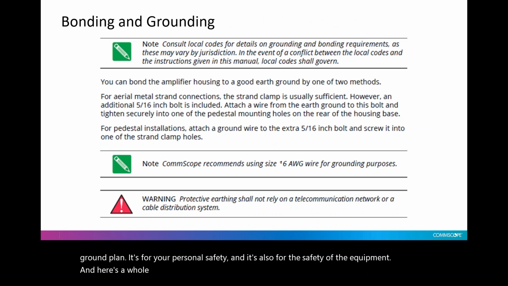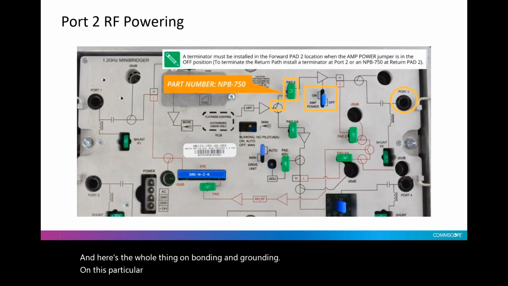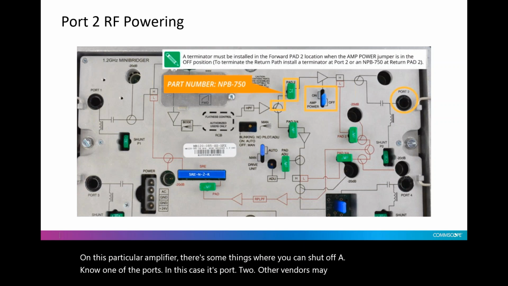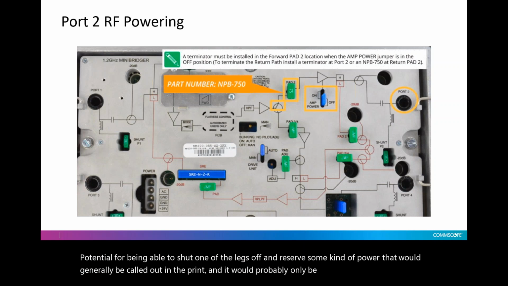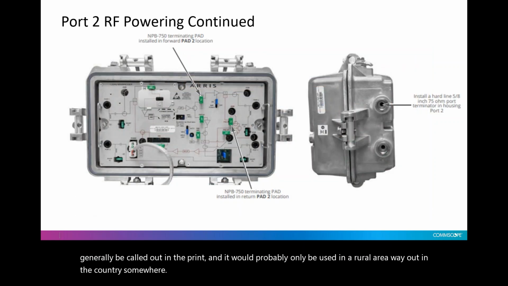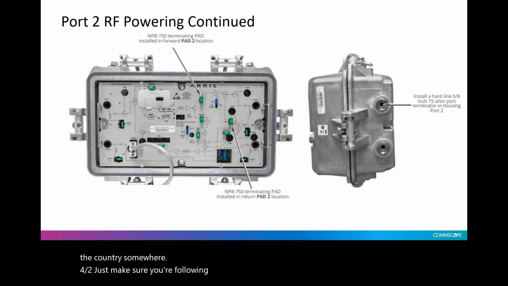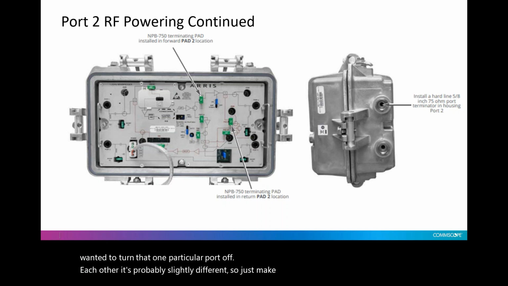And here's a whole thing on bonding and grounding. On this particular amplifier, there are some things where you can shut off one of the ports. In this case, it's port 2. Other vendors may have a very similar potential for shutting one of the legs off and reserving some power. That would generally be called out in the print, and it would probably only be used in a rural area, way out in the country somewhere. Port 2, just make sure you're following the recommended terminations if you decide you want to turn that one particular port off. Each vendor is probably slightly different, so just make sure you have a copy of the manual in your hand.